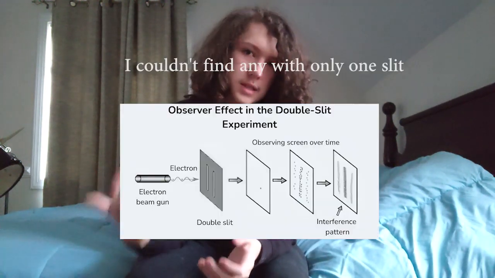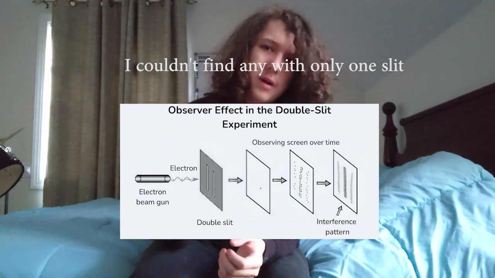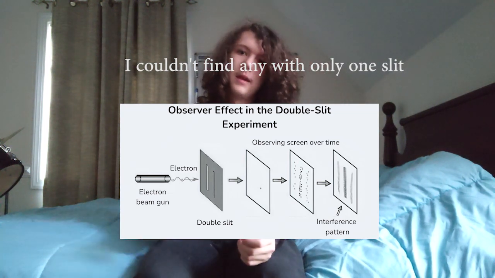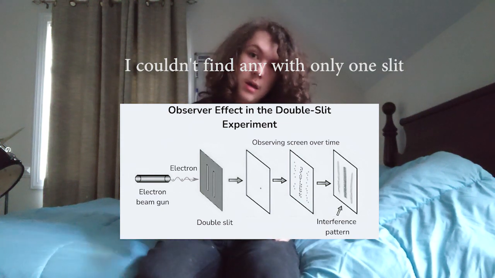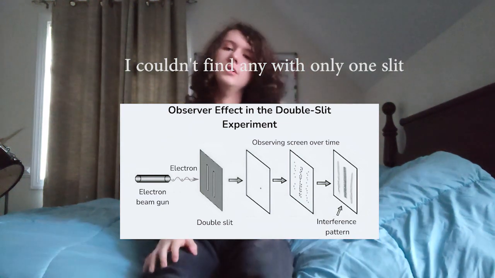And so how does this apply to atoms or electrons, whatever we're shooting through? Well, we take an atom gun and we start shooting, but this time we're only shooting through one hole. We're covering the other one. And this is because we want to see what happens when we have explicitly one hole.